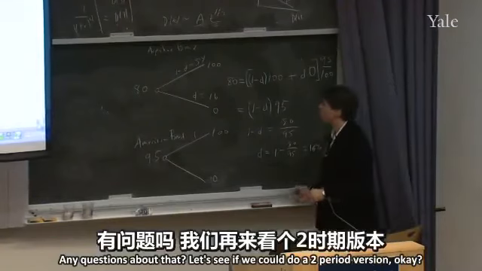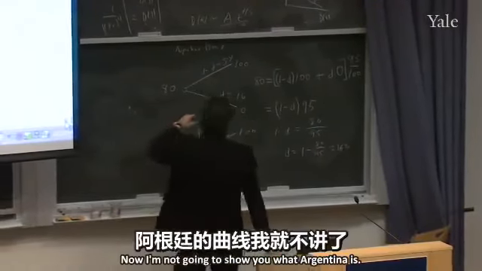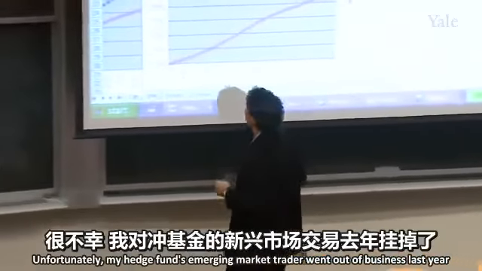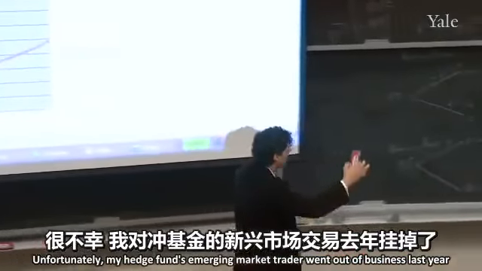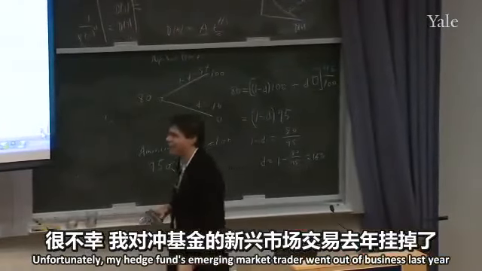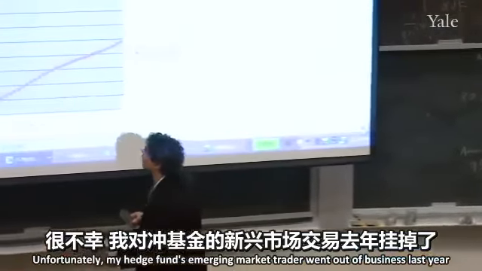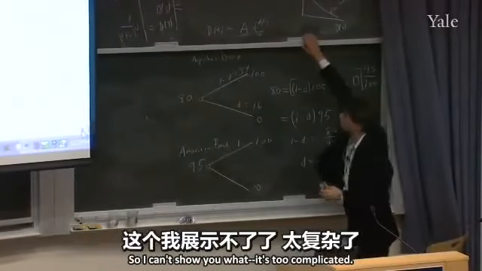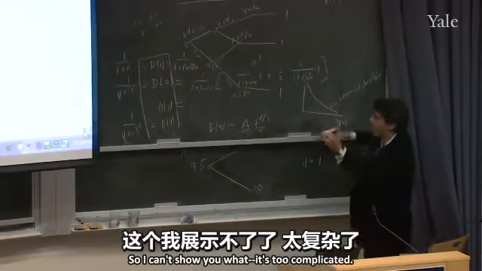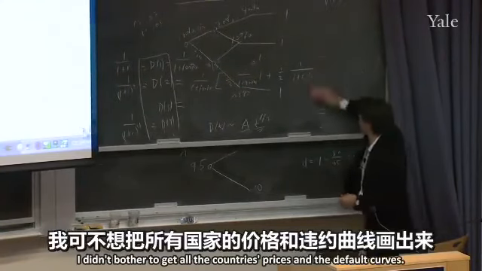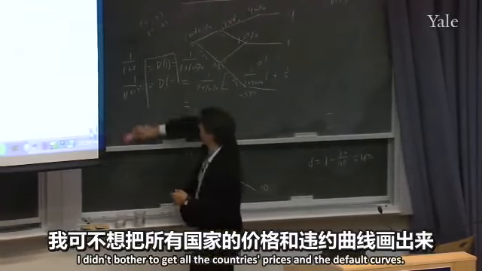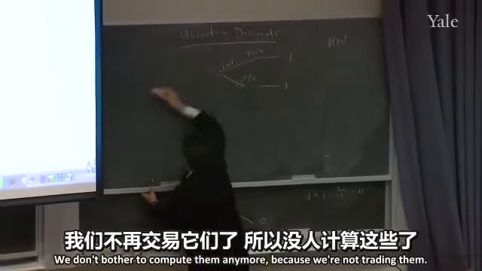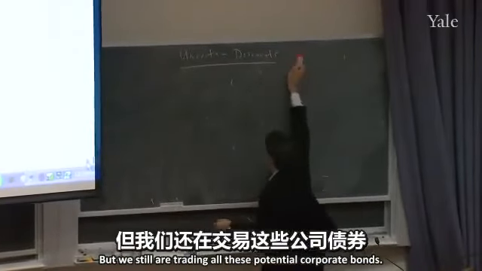Let's see if we could do a 2-period version. Okay, so they've done one year. Now I'm not going to show you what Argentina is. Last year I got to show everybody what Argentina was. Unfortunately, my hedge fund's emerging market trader went out of business last year in the crisis, lost a lot of money, so we closed it down. So I can't show you. I didn't bother to get all the countries' prices and the default curves. We don't bother to compute them anymore because we're not trading them. But we still are trading all these potential corporate bonds.